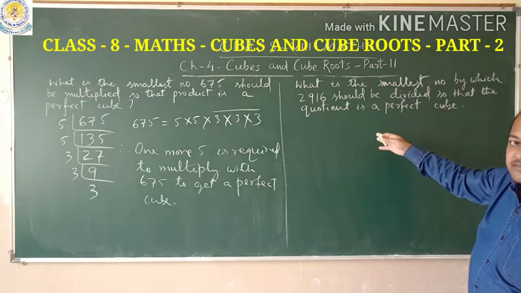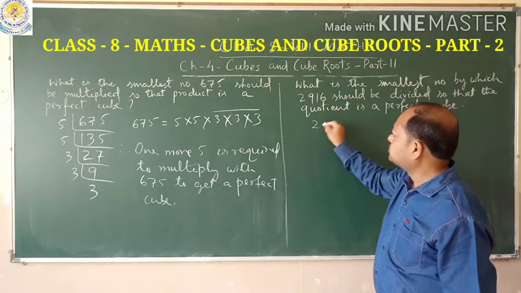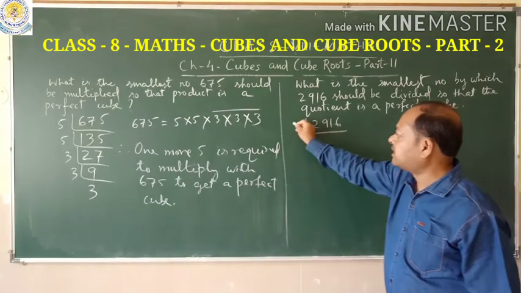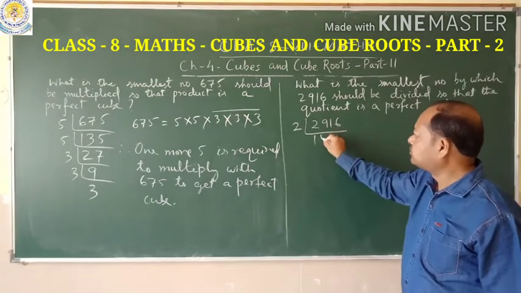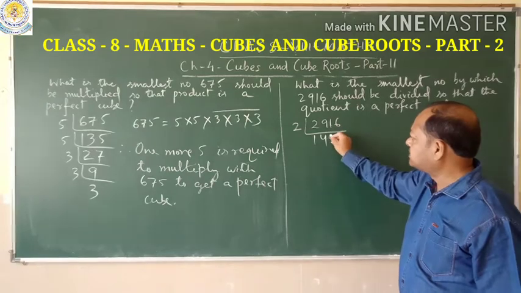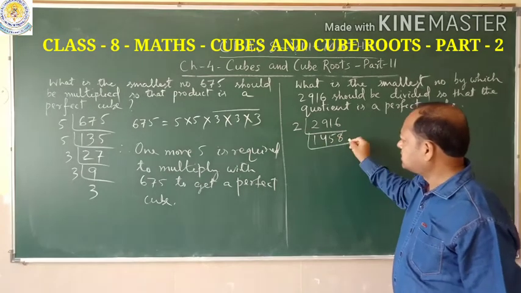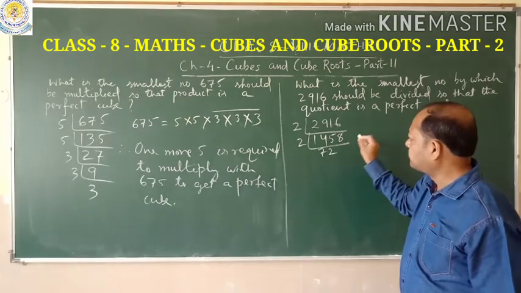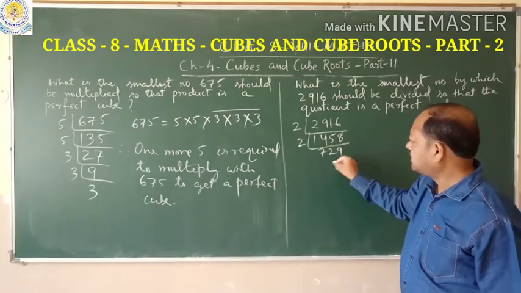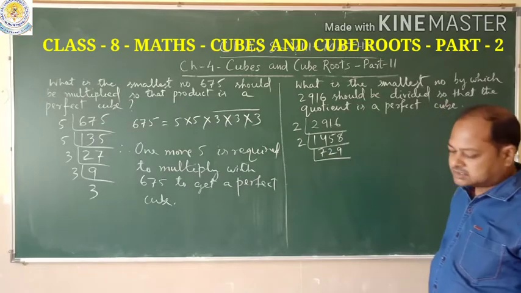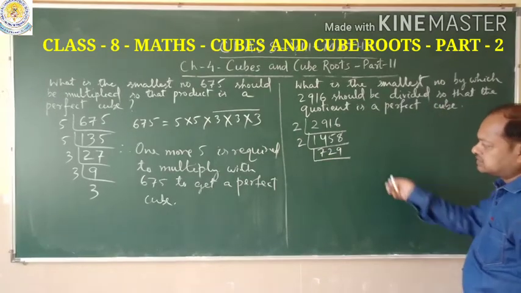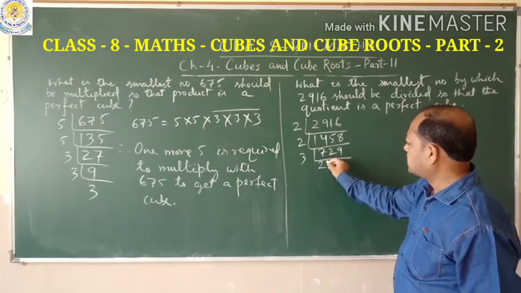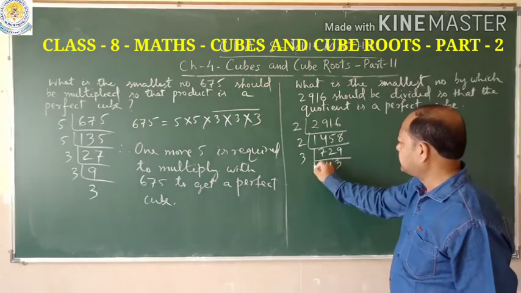So let's start with the prime factorization method. The number is 2916. The unit place is 6 here, divided by 2, 2 1s are 2, 2 4s are 8, then again 2 5s are 10, and 2 8s are 16. Now again the unit place is 8, so 2 7s are 14, 2 2s are 4, then 2 9s are 18. Now the number 729 is coming here, so it is divisible by 3, so 3 2s are 6, then 3 4s are 12, then 3 3s are 9.